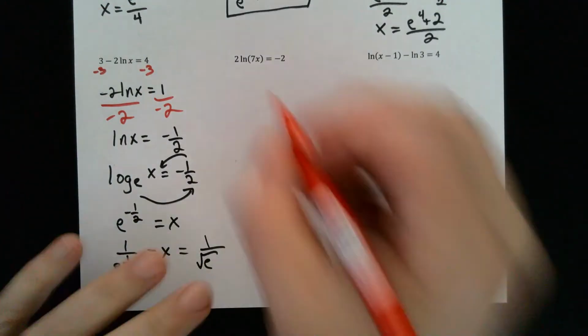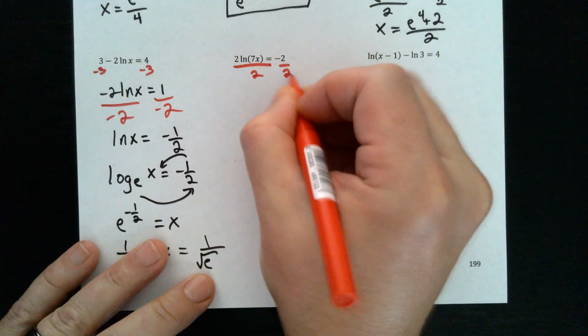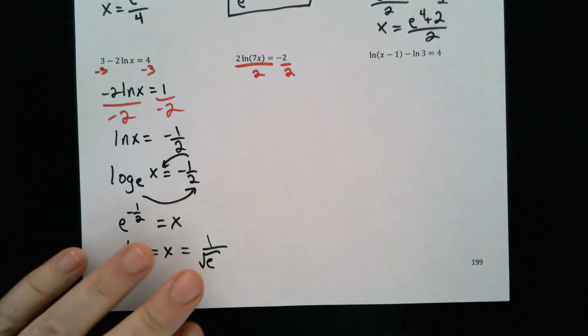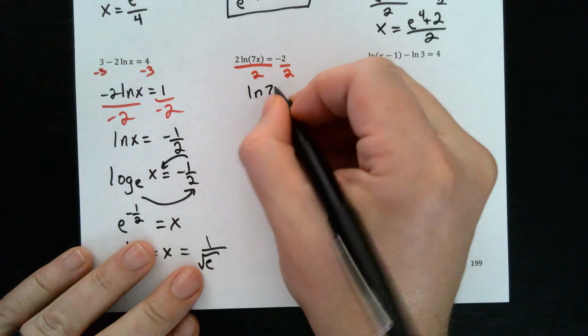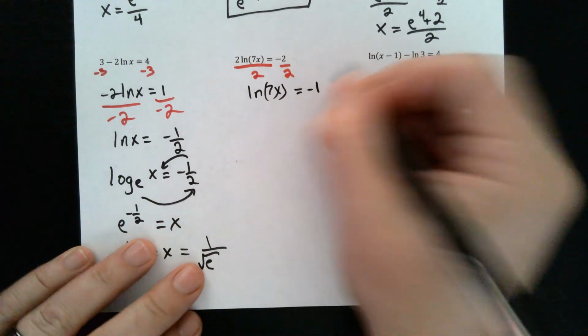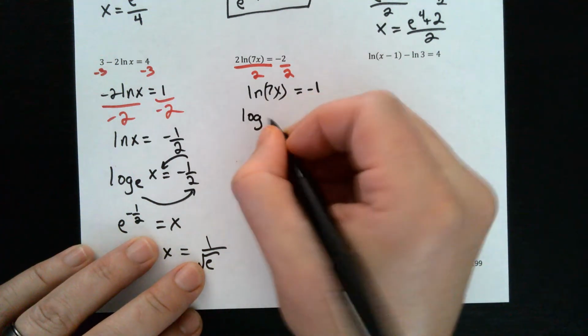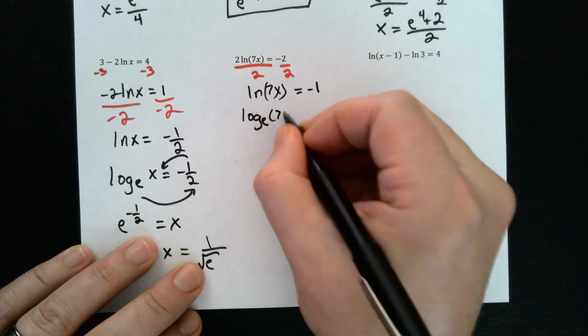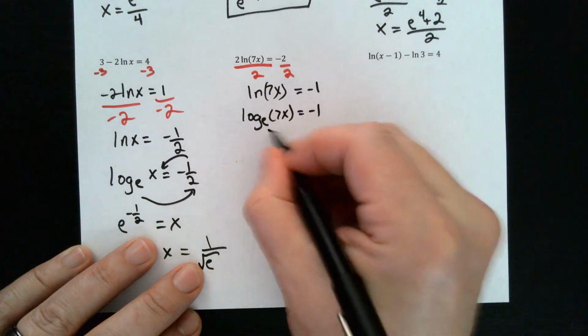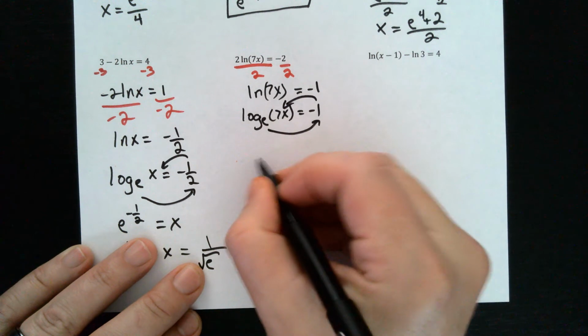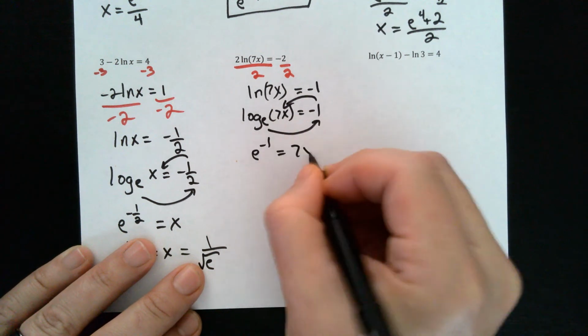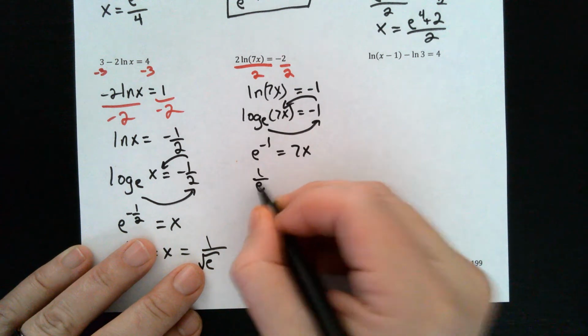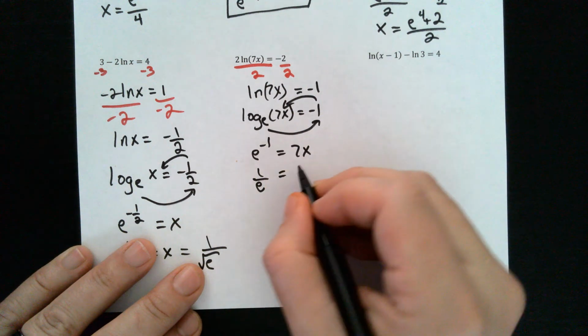Okay, let's look at the next one. We're going to divide by 2 to get that ln by itself. So ln of 7x is equal to -1. Change that into log base e of 7x equals -1. Use the circle. So we get e to the -1 equals 7x. That's 1 over e is equal to 7x.